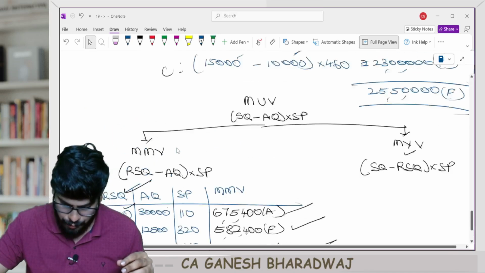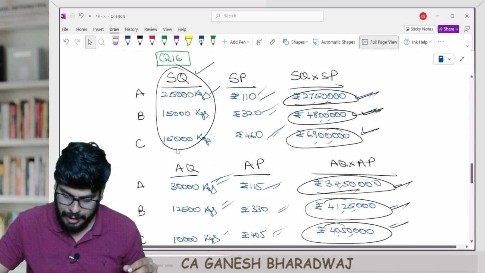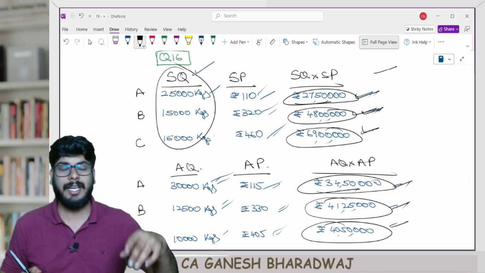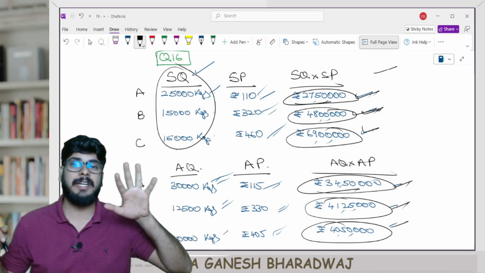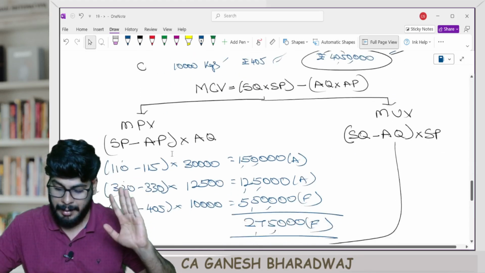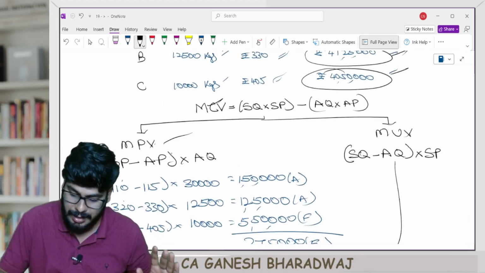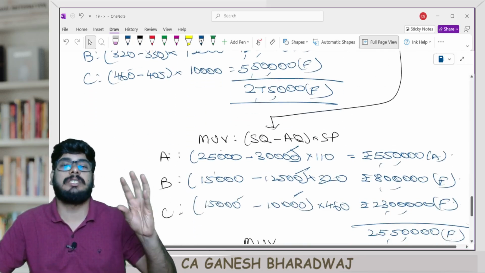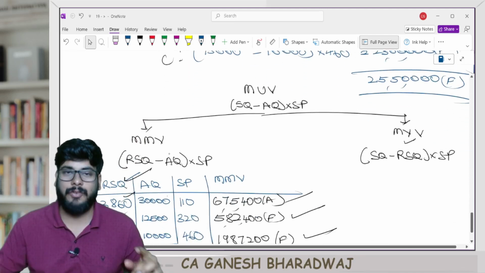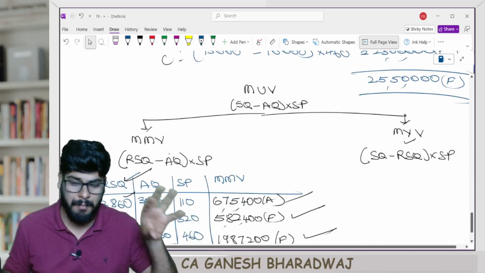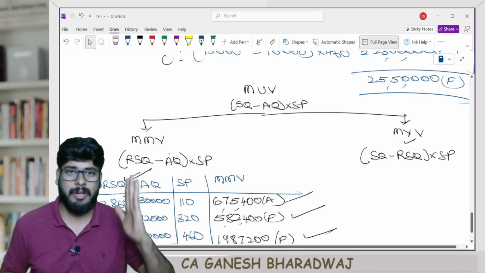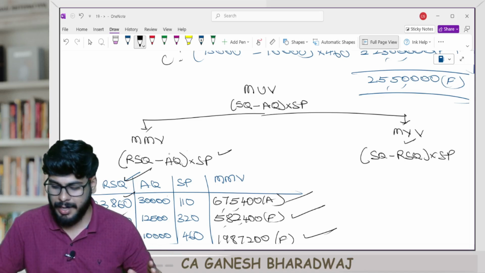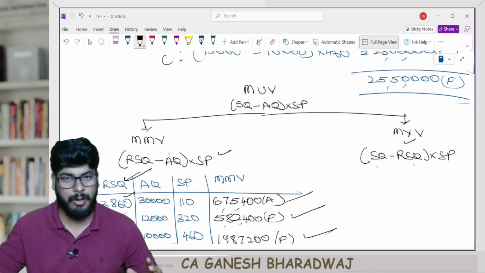So first what you need to do is you need to come up with this particular table of standard quantity, standard price, actual quantity, actual price. With that you can calculate the material cost variance, material usage, and material price variance. These three variances you can arrive at. And further, for material usage variance, you need what? The concept of revised standard quantity. That is further bifurcated into two: mix and yield variance. The mix variance is going to be revised standard quantity minus actual quantity into standard price, and the balancing figure is your yield variance, that is standard quantity minus revised standard quantity into standard price.